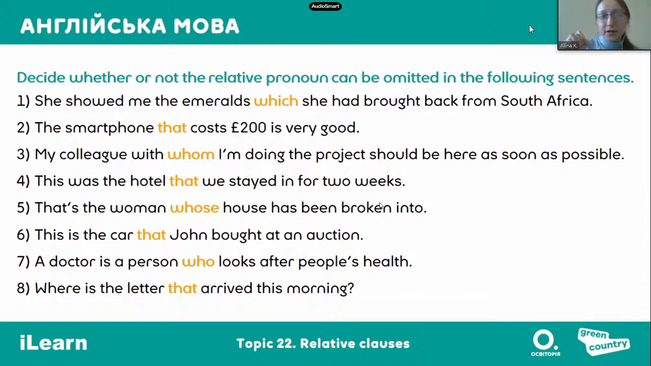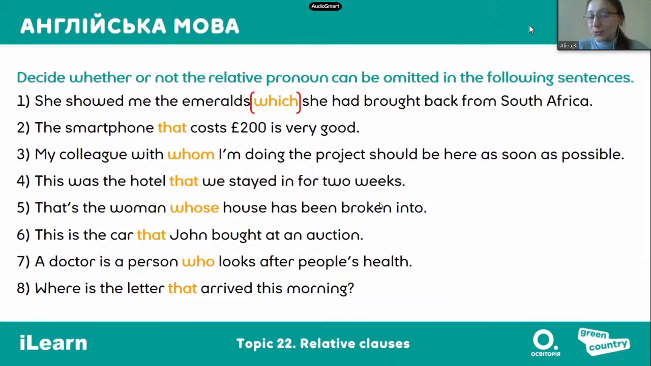Yes, you can just simply write me 1 yes or 1 no. Let me read it aloud. She showed me the emeralds which she had brought back from South Africa. What do you think? Can we omit which or we cannot? No. No or yes? I see only no, no, no. Yes, we can omit. We can use this sentence because after which we have a pronoun with a verb. In this example, which is an object.